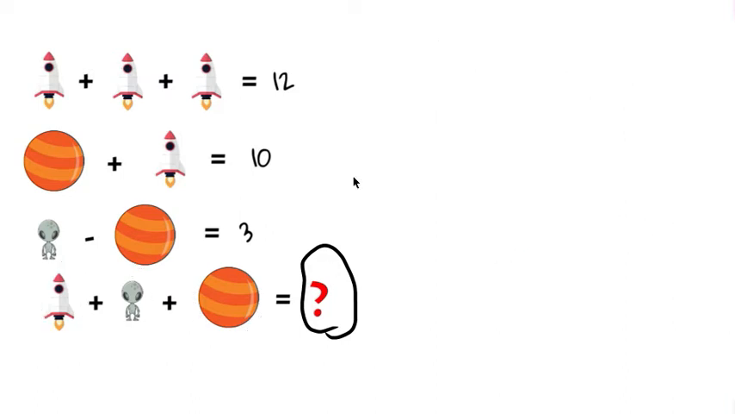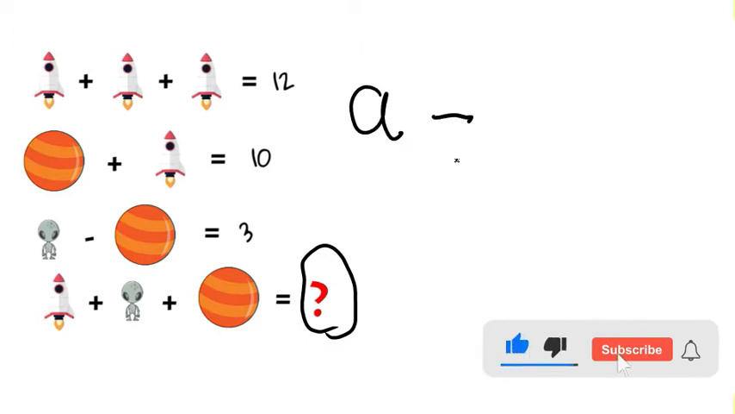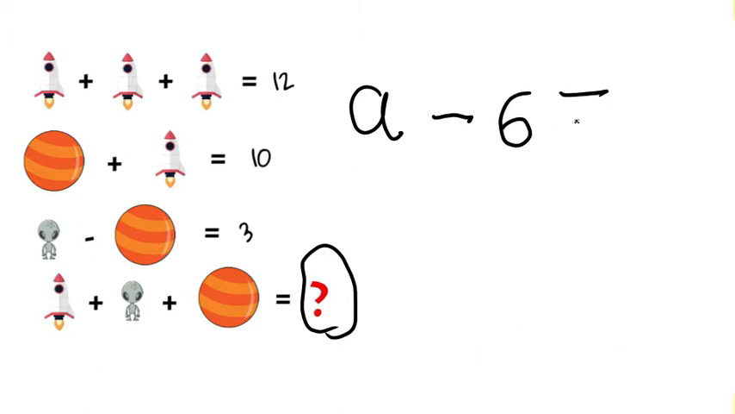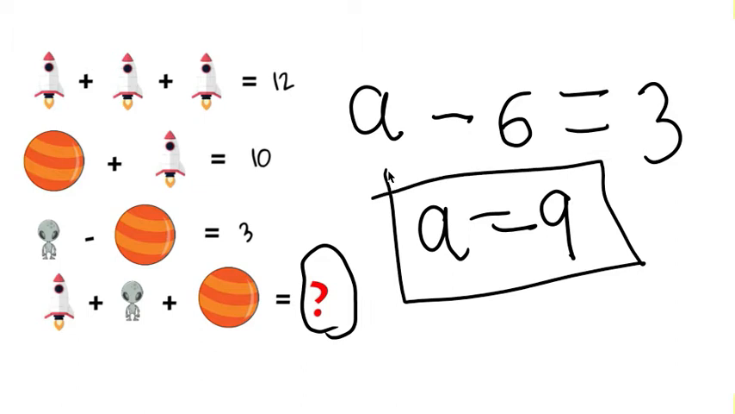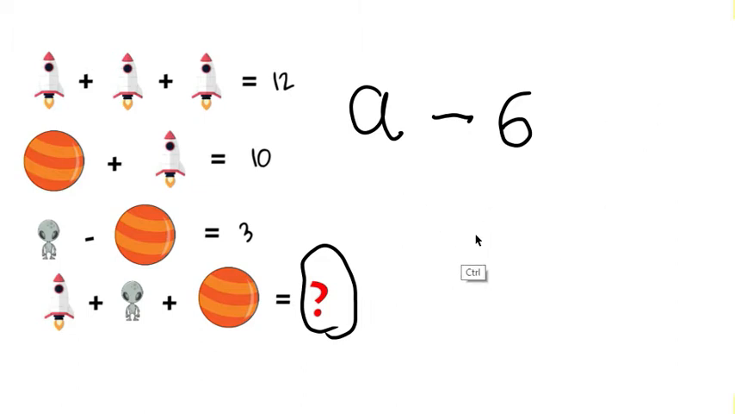Okay. So now we have found the value of planet as well. And with that information in place, we can find the value of alien in the same way. So let me write A for alien minus, so planet's value is 6, is equal to 3. Now how much minus 6 is equal to 3? Well, it is 9. So the value of A is equal to 9. Okay, so we have the value of A now.